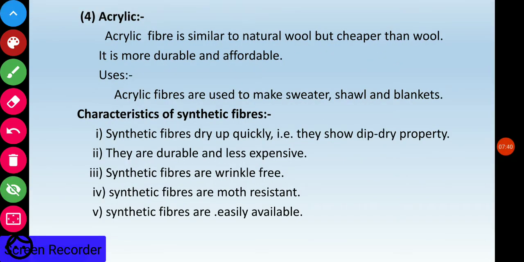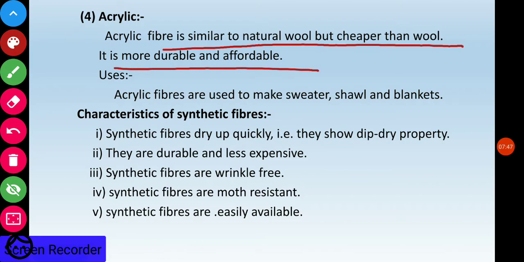Acrylic. Acrylic fiber is similar to natural wool but cheaper than wool. It is more durable and affordable. Acrylic fibers are used to make sweaters, shawls and blankets. So, acrylic fiber is similar to wool. It gives warmth just like wool, but it has more shine than natural or pure wool. But it is cheaper and affordable, so that is why sweaters, shawls and blankets are made from acrylic fiber.